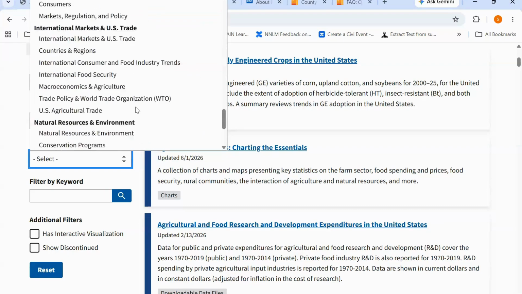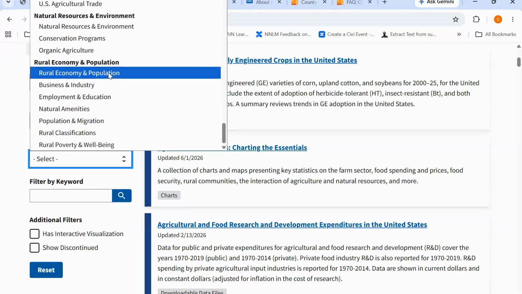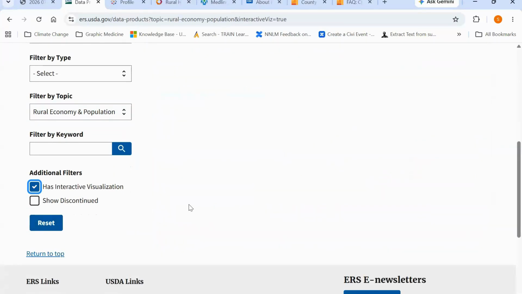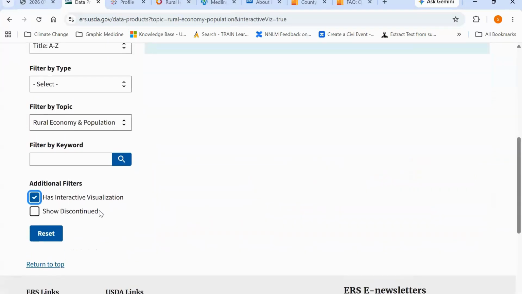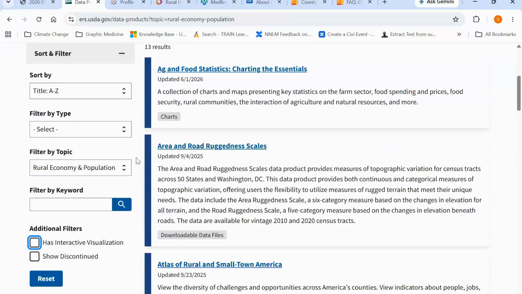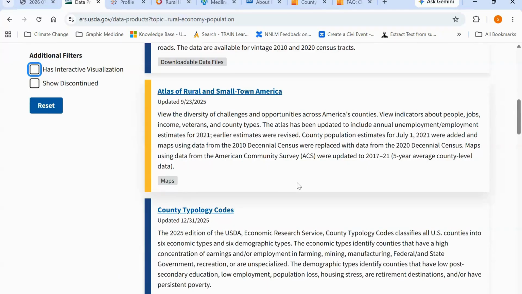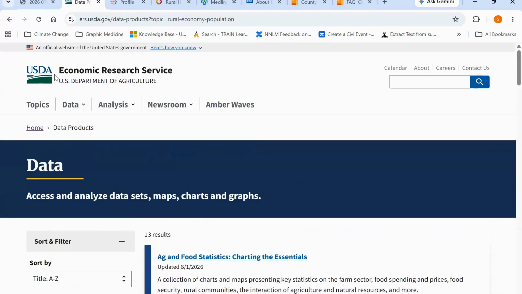So if we scroll down to rural economy, and then we can look at, if we only want things with visualization, we can. Oop, doesn't have that. So the more specific data driven side of things, you can search through that as well. So that is the overview of the USDA ERS.